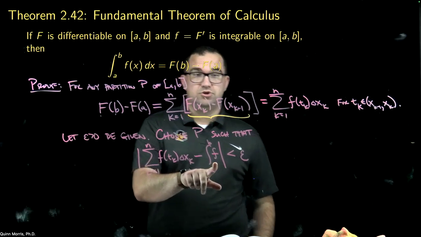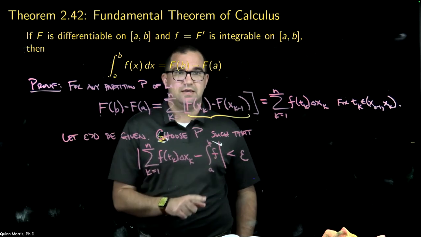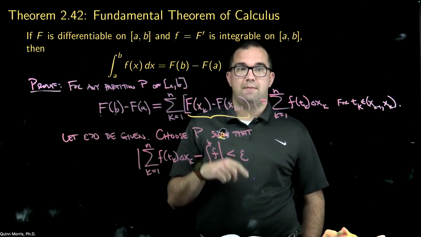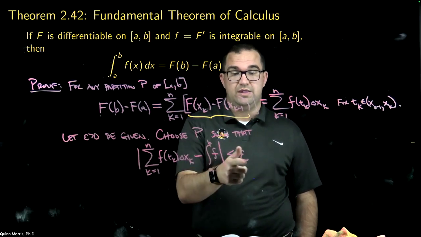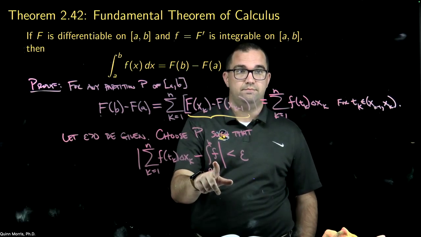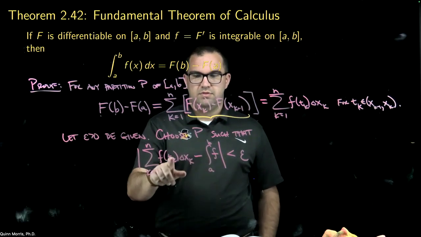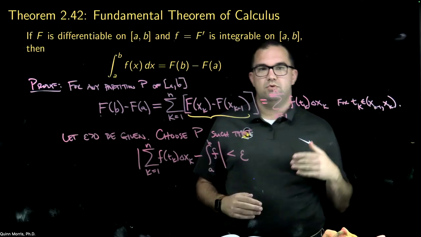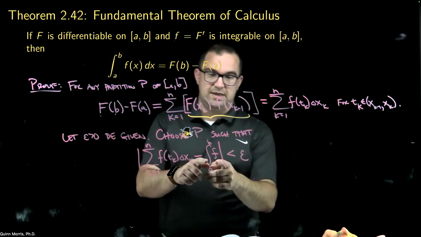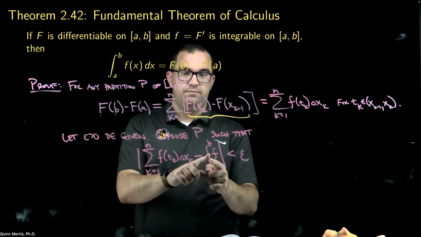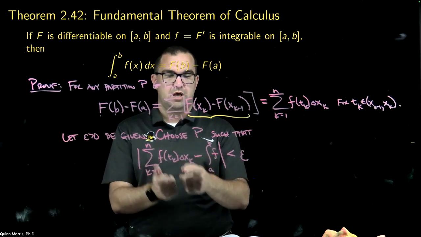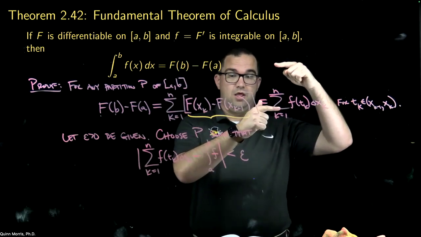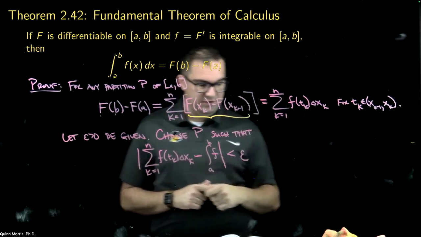I can choose a partition P, knowing that my function f is integrable. I know that I can choose a partition P so that my upper sums or lower sums are both within epsilon of the actual value of the integral. Well, this is a Riemann sum, but a Riemann sum always lives between lower sums and upper sums. So since I can always choose an upper sum, for example, that's within epsilon of the true value of the integral, or I could choose a partition such that the lower sum was within epsilon of that, I can choose a partition so that the Riemann sum, which is between those upper and lower sums, is within epsilon of the true value of the integral.